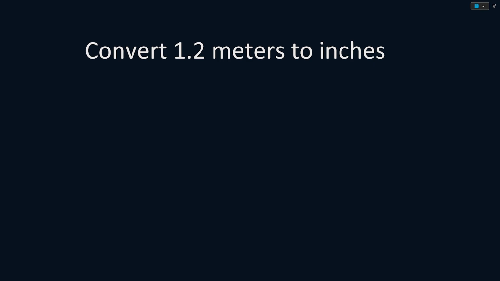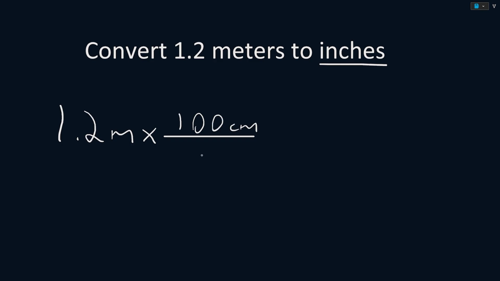Convert 1.2 meters to inches. We were given 1.2 meters, and we want to convert them to inches. To do this, we need to multiply through a conversion factor. First, we need to convert from meters to centimeters. To do this, we will multiply by the conversion factor of 100 centimeters for every meter. Then we can convert from centimeters to inches by multiplying by another conversion factor: for every 1 inch, there's 2.54 centimeters.